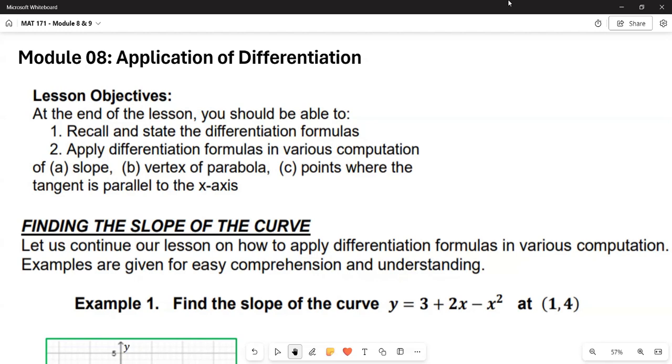So good day, everyone. We will be having another discussion with regards to our subject, Math 152, Math 171. Today we will be discussing Module 8, Calculus or the application of differentiation.